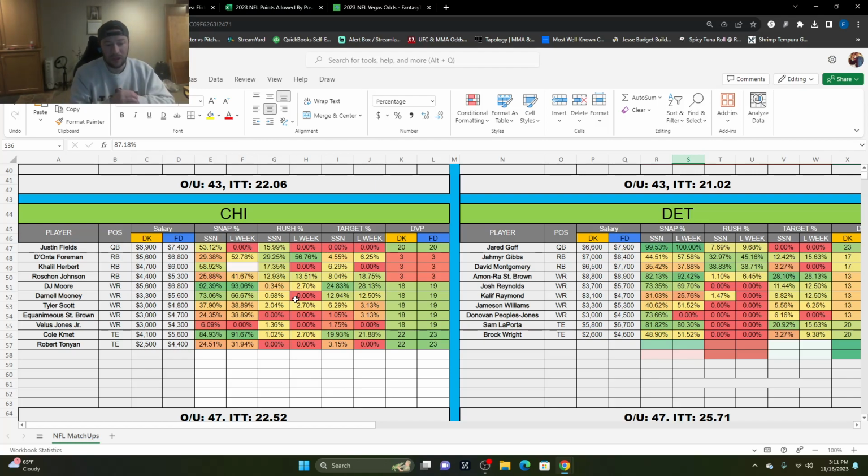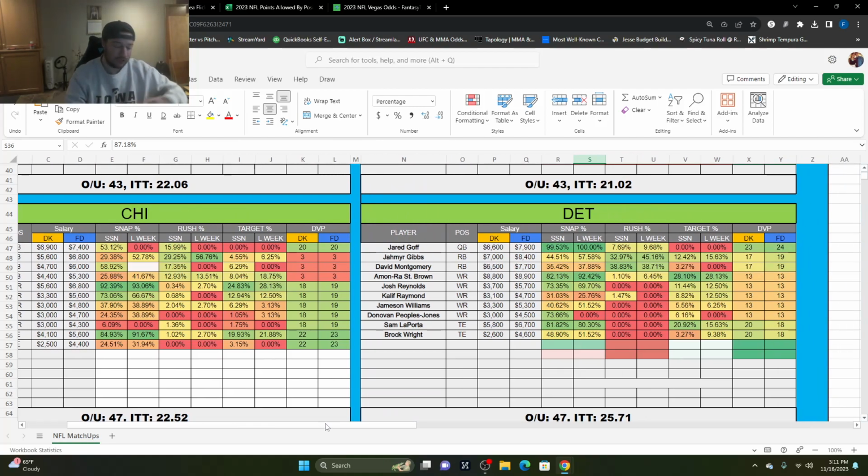I'm okay with Khalil Herbert. I think he's out, isn't he? Or is he back? I don't want anything to do with the running backs, but I will pair Justin Fields with DJ Moore and Cole Kmet here. Those are the ones I feel confident about. The other ones are tournament plays, but Fields. The players I would use in the Chicago offense are Fields, a little bit of Foreman, DJ Moore, and then Cole Kmet. Those are the ones I feel the most confident about. Detroit-wise, we know what they've been doing. They've been absolutely killing it this year.